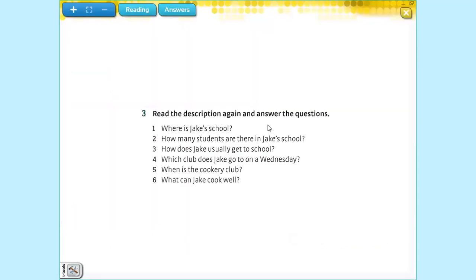Exercise 3, read the description again and answer the questions. 1, where is Jake's school? 2, how many students are there in Jake's school? 3, how does Jake usually get to school? 4, which club does Jake go to on a Wednesday? 5, when is the cookery club? 6, what can Jake cook well? Okay, answer the questions please.